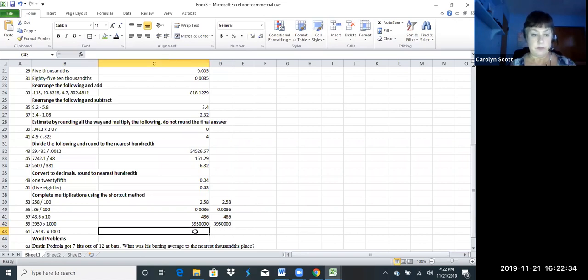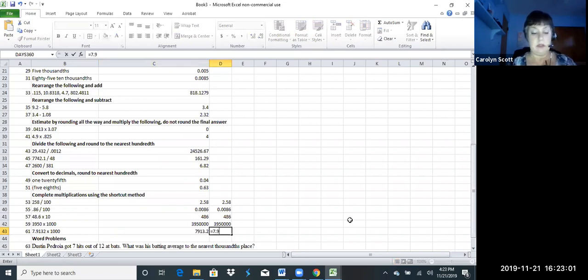Same thing with this. 7.86, 0.9132 times 1,000. So we take our decimal and we move it 3 places to the right because there are 3 zeros. 1, 2, 3. And if we still don't trust it and we want to double check it, 7.9132 times 1,000, and we get the same number.